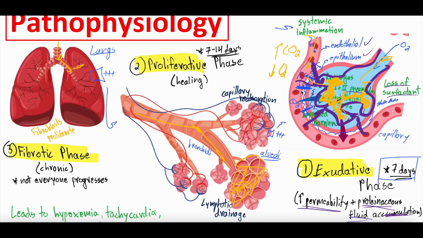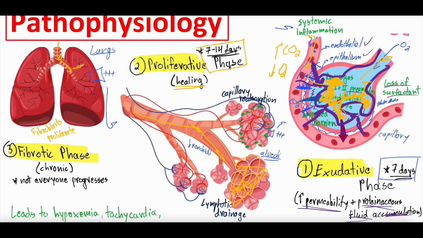So if you survive this process, you can sometimes transition into the proliferative phase. This is kind of 7 to 14 days, okay? And this is somewhat of a healing phase. So what happens is your body finally starts to kind of wake up, okay? And it starts to say, gosh, I have all these immune cells kind of all within my alveoli. I have all this damage. I need to start clearing that out.